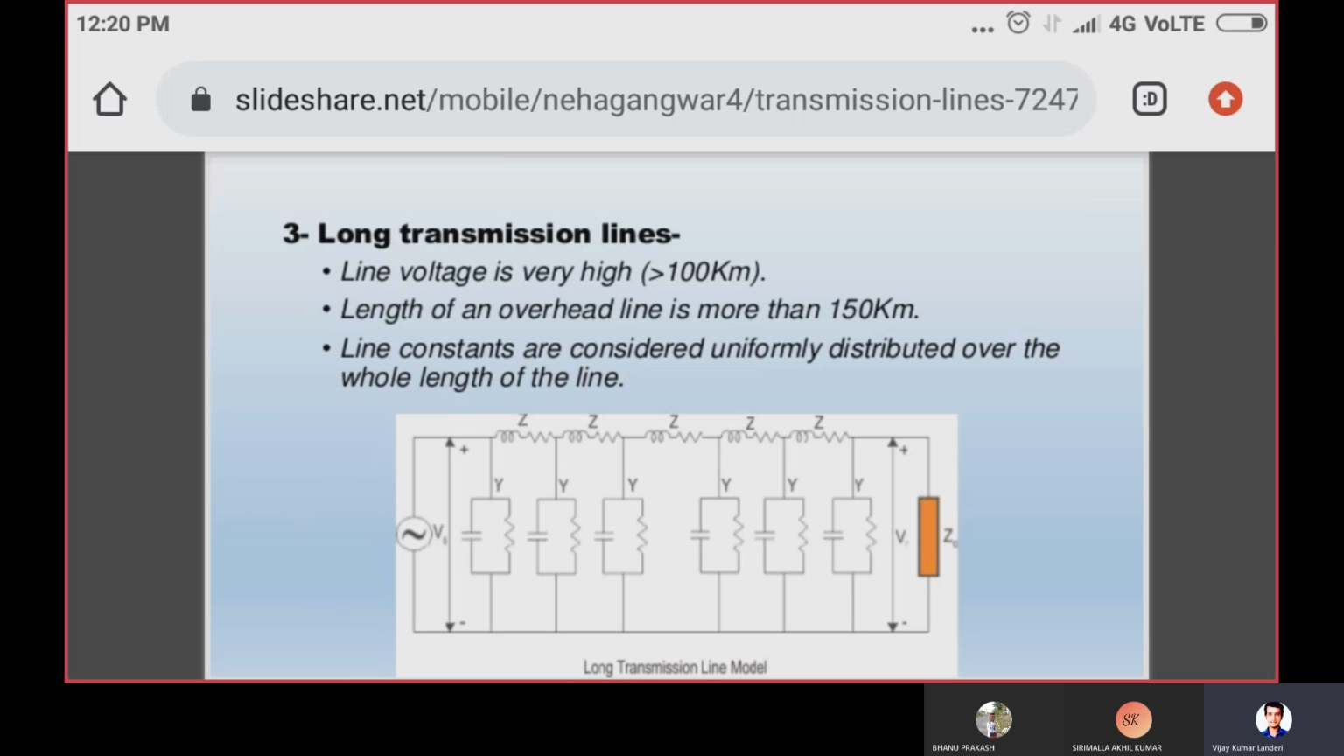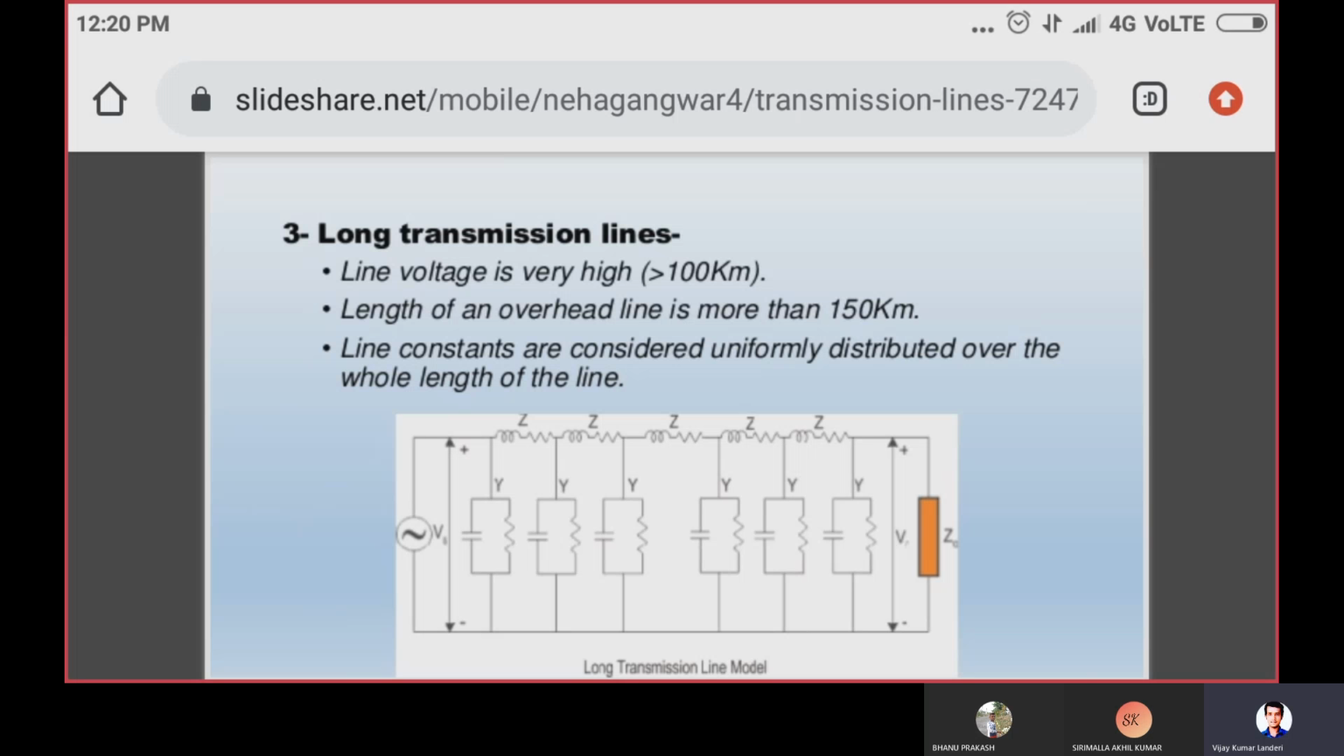Coming to the long transmission lines: whenever the line voltage is more than 100 kilovolts, and the length of the overhead line is more than 150 kilometers, we say it is a long transmission line. Line constants are considered uniformly distributed over the whole length of the line.